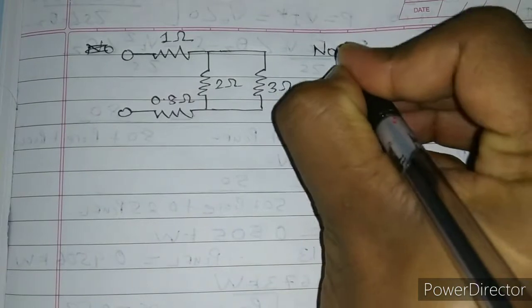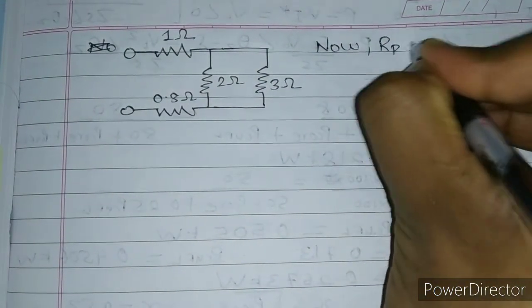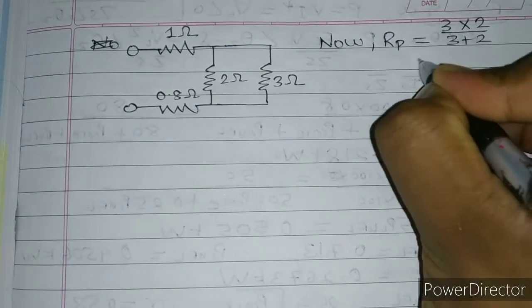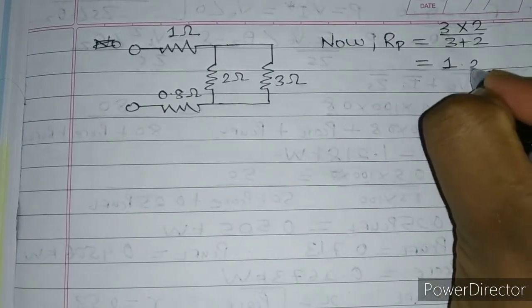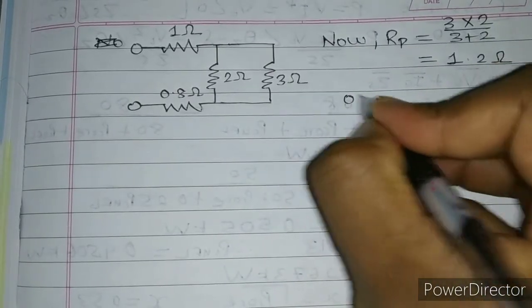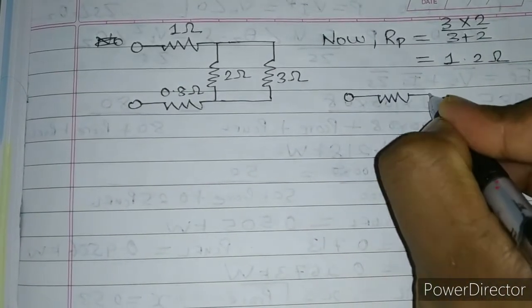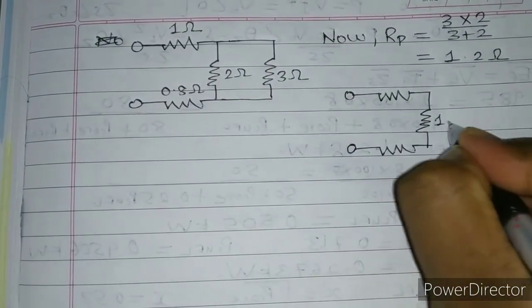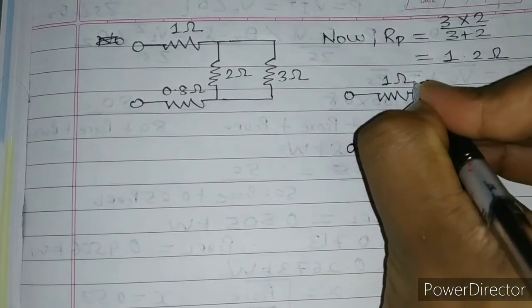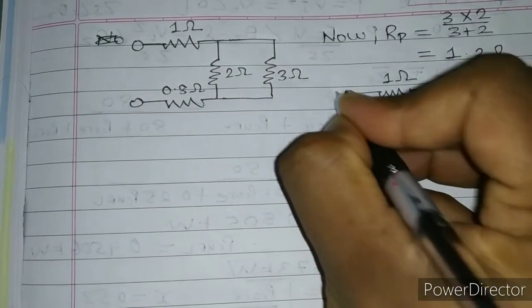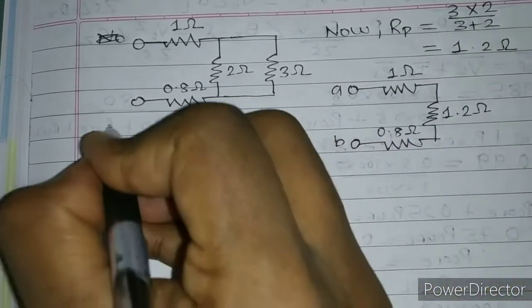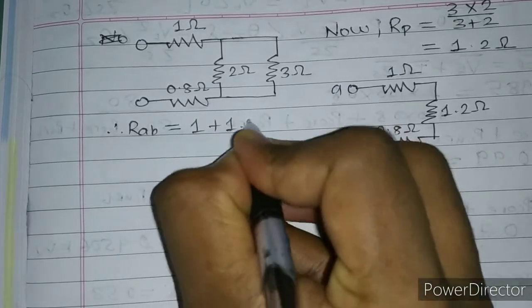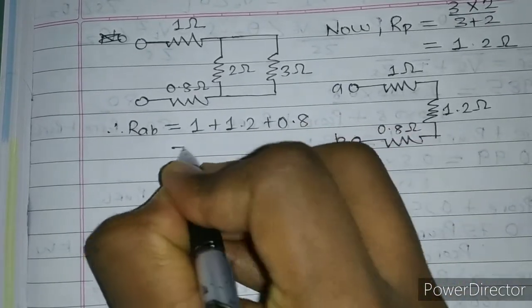So the parallel equivalent of 2 and 3 ohms will be Rp is equal to 3 into 2 upon 3 plus 2, which is 1.2 ohms. Therefore the circuit modifies into this one. Over here is 1.2 ohms, this is 1 ohm, this is 0.8 ohm. This is A and this is B. So now RAB will be 1 plus 1.2 plus 0.8, which is equal to 3 ohms.